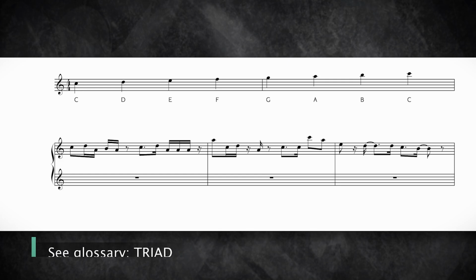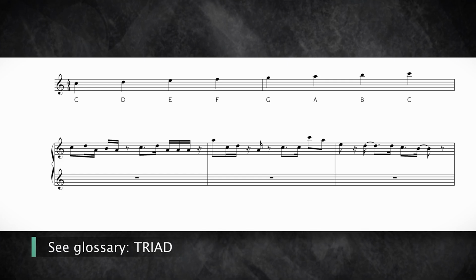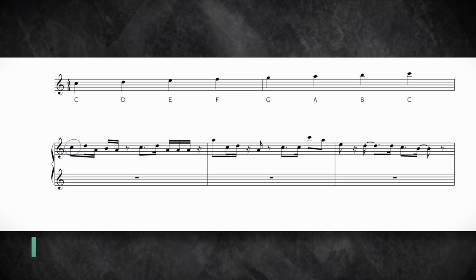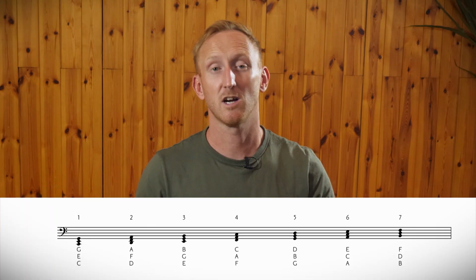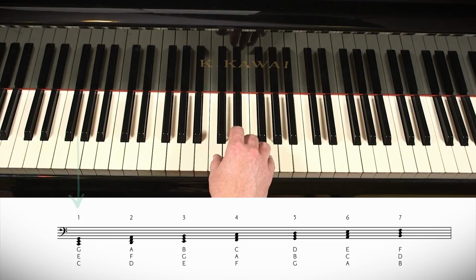To do this, I'll create a triad that features the note that's in the melody on the first beat of these bars. Here are our triads from C major numbered 1 to 7.